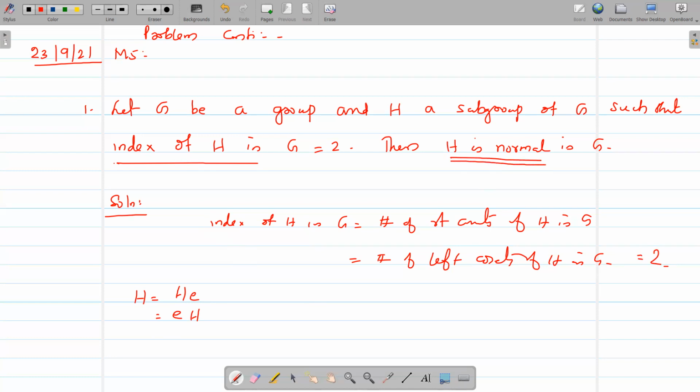So in order to show that H is normal, it is sufficient to show that every left coset is identical with the corresponding right coset. Okay, so we do like this. So we know that it has only 2 right cosets and it has only 2 left cosets.